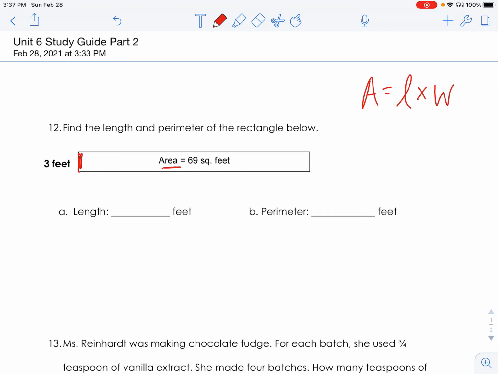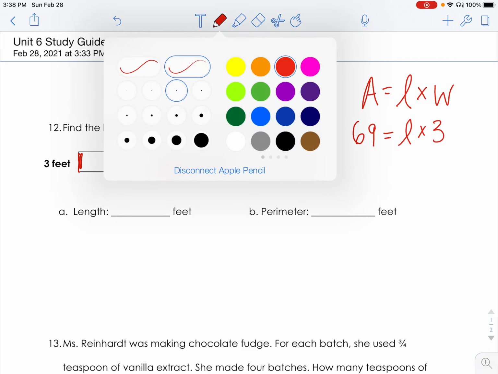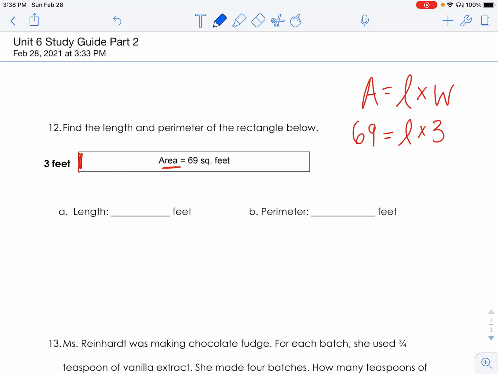So now I'm going to plug in what I know. I know my area is 69, and I know that is going to equal my length, which I don't know, I'll leave that L, times 3. Okay, so something times 3 equals 69. Well, I also know I could write that as a division equation, because division is the inverse of multiplication, to say that 69 divided by 3 will give me that unknown. So I'm going to do it that way. I'm going to take the area, 69, and divide it by 3.